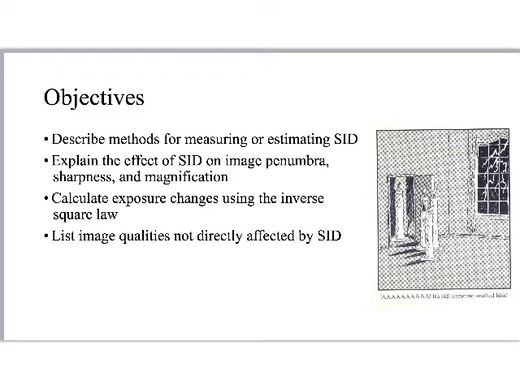So here are my learning objectives. Again, these come directly from the textbook. We're going to describe methods for measuring or estimating SID. We'll explain the effect of SID on image penumbra, sharpness, and magnification. We'll calculate exposure changes using the inverse square law, and then we'll also list image qualities not directly affected by SID. And kind of implicit in that, calculate exposures using the inverse square law. It's kind of the reverse of that, which is also to be able to apply the direct square law.